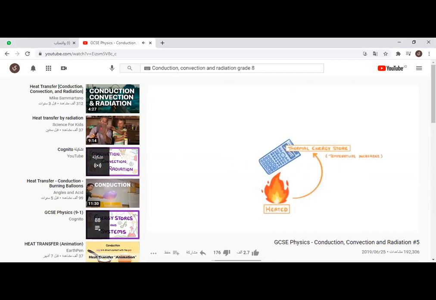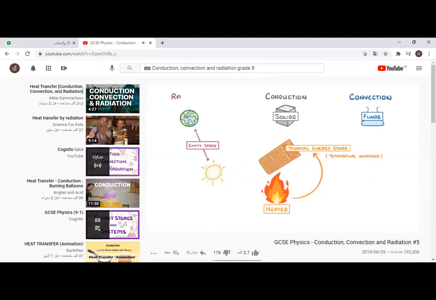Whenever an object is heated, energy is transferred to its thermal energy store, and its temperature increases. The process of heating, though, can take place in three different ways, depending on the medium. For solids, heat is transferred by conduction. In fluids, it's via convection. And to get through empty space, heat has to be transferred in the form of radiation.